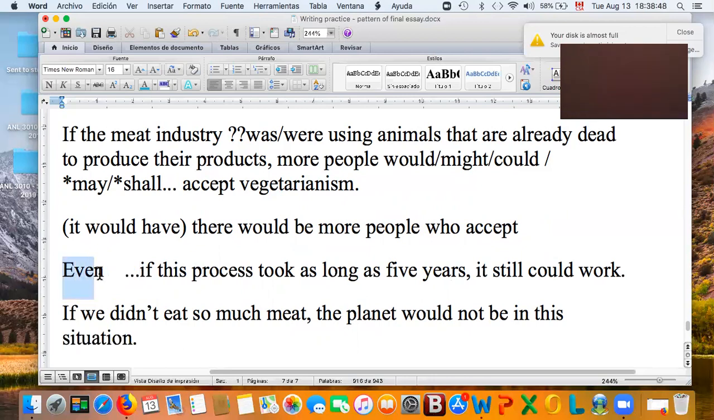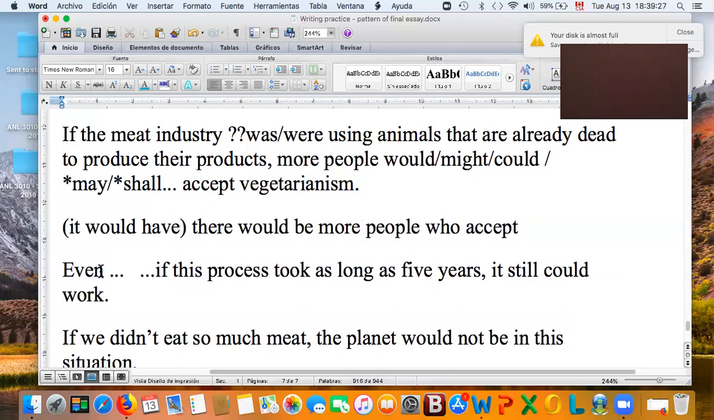Even if this process took 5 years, even if means this word even adds the idea of contrast. It emphasizes the contrast between what is true and what you might believe to be true. So you might never expect this to work if it takes 5 years. But she's saying, even if it takes as long as 5 years, it will still work. Even if this process took this long, it still could work. You decide whether you want to say that in the real or the non-real conditional. It depends entirely on what you want to emphasize.